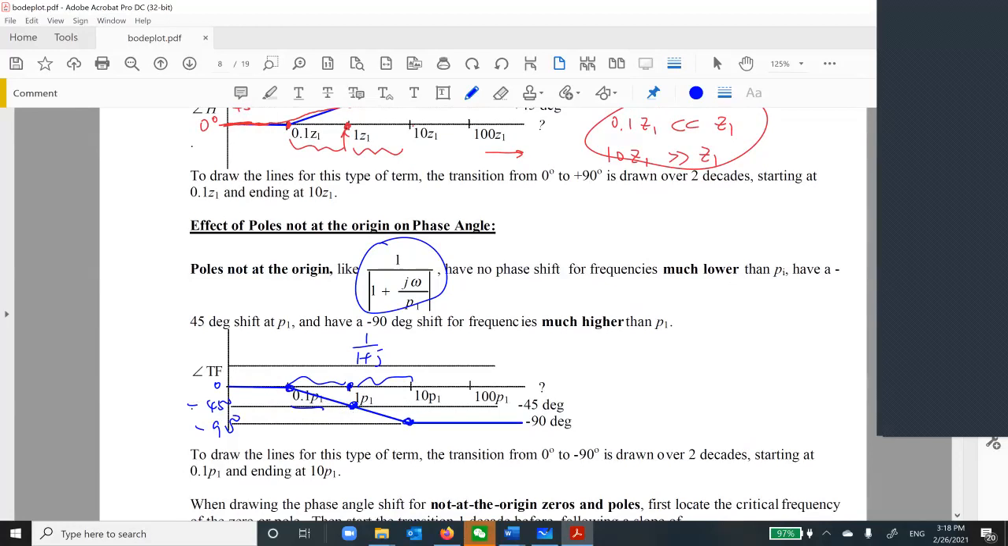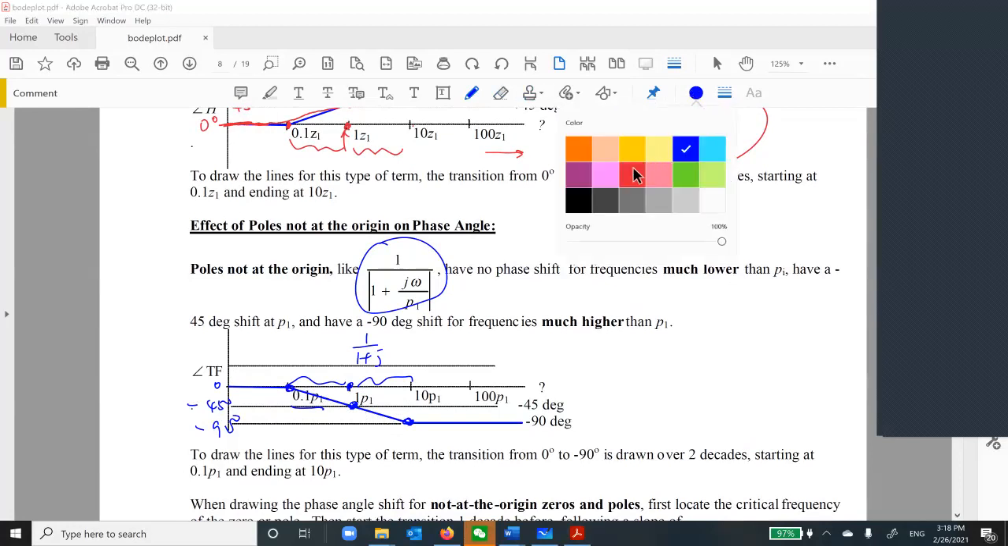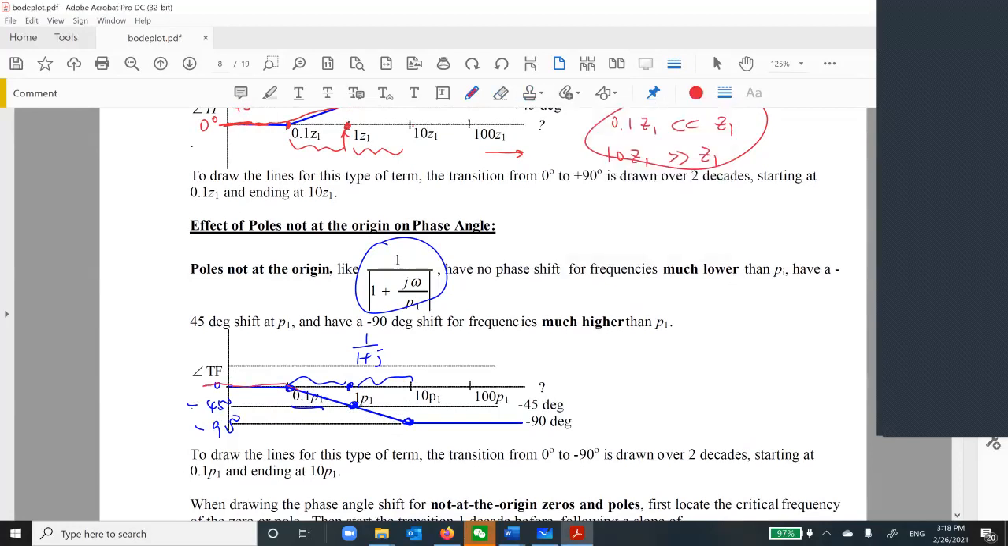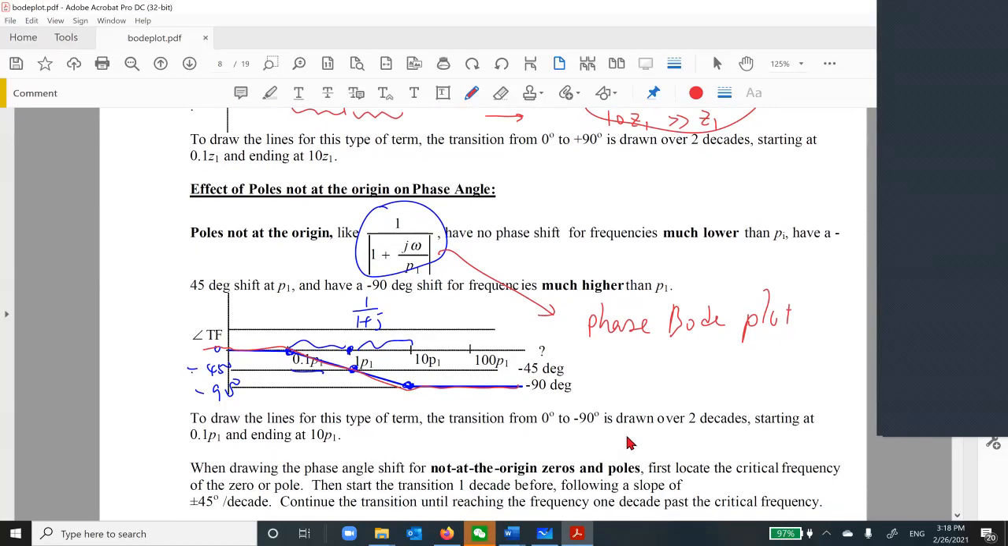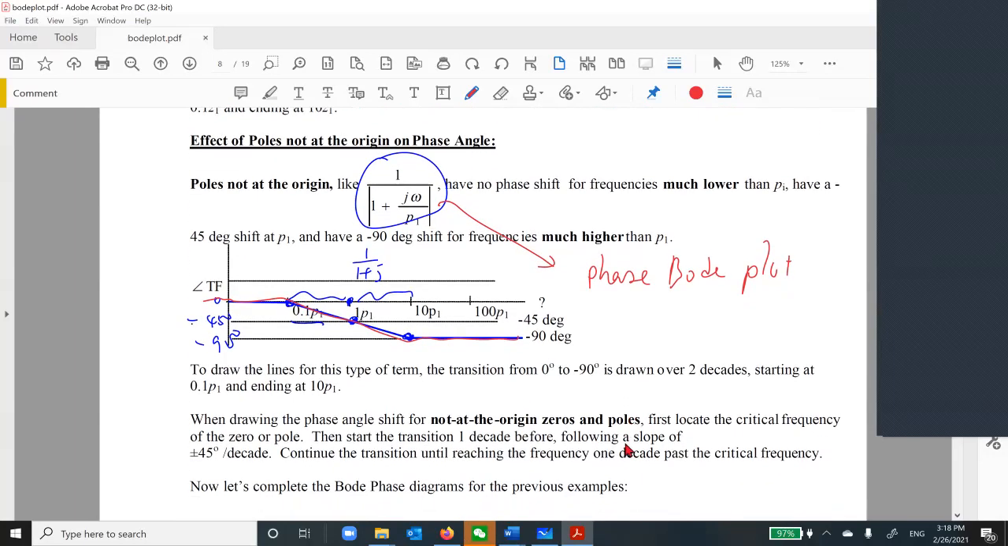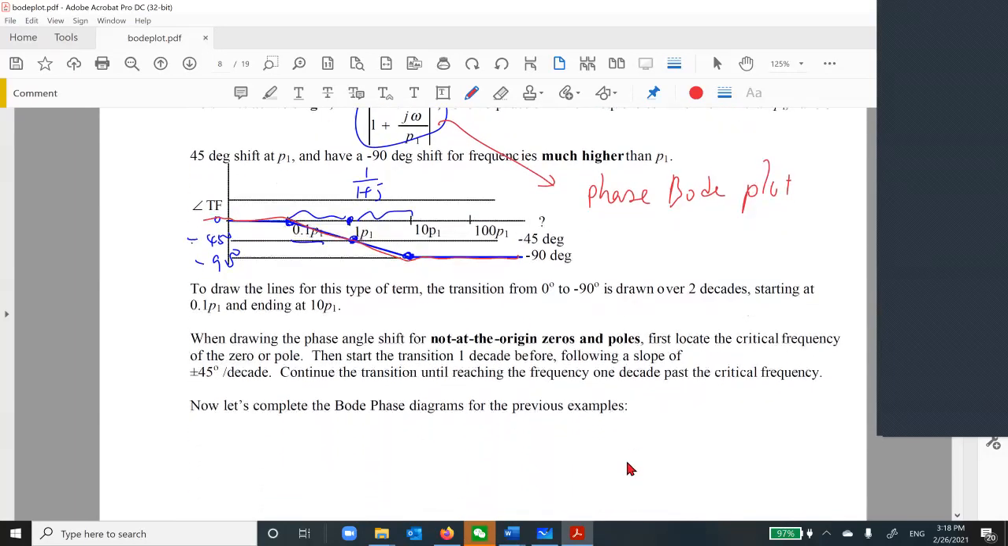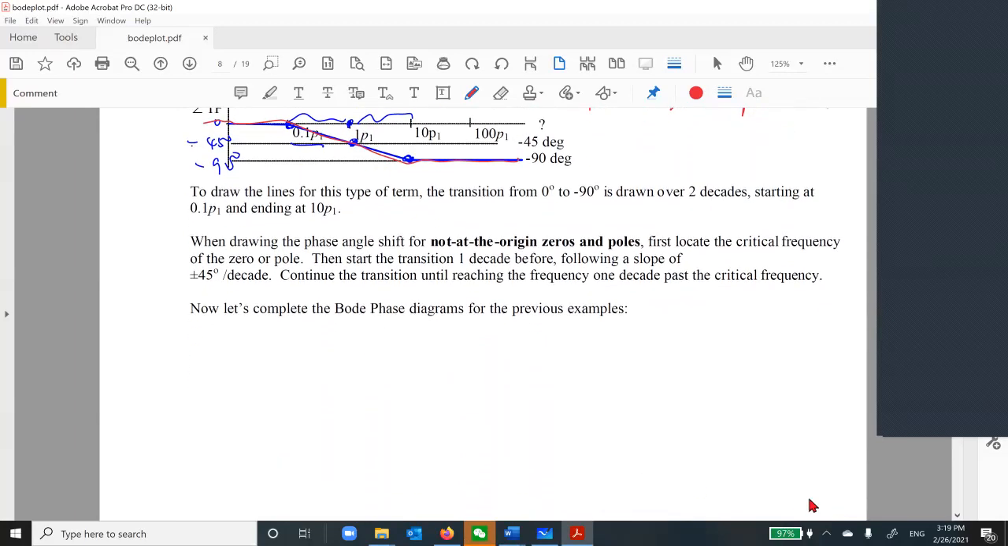So this whole thing is called the phase Bode plot. Basically this is a low pass filter. So I think now we can check the Bode phase diagram for the previous examples.